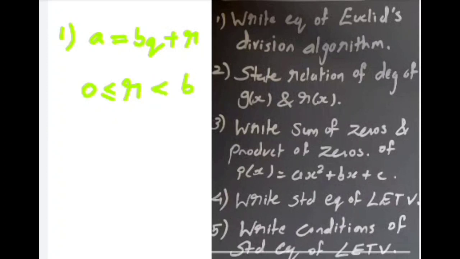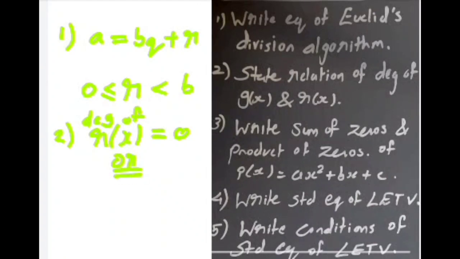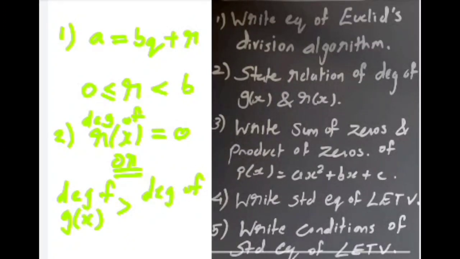Okay, now state the relation of degree of g of x and r of x. तो इसमें r of x, degree of r of x, okay, not just r of x, that is degree of r of x equal to 0, or the other condition is degree of g of x that should be greater than degree of r of x. Okay, so these are the conditions that you should remember. So that is the relation of degrees of g of x and r of x. Let's see the next question.